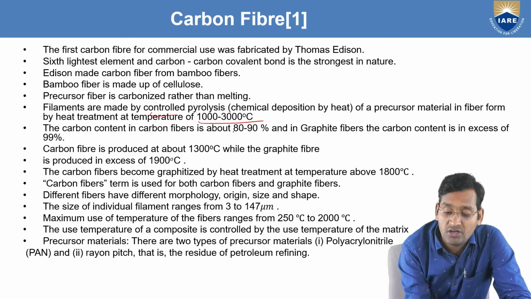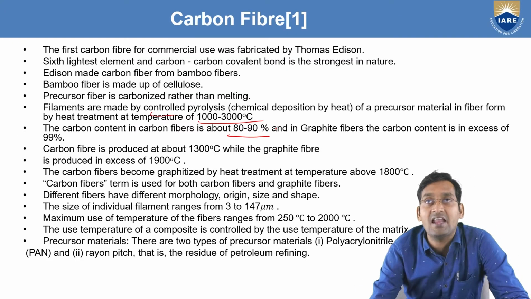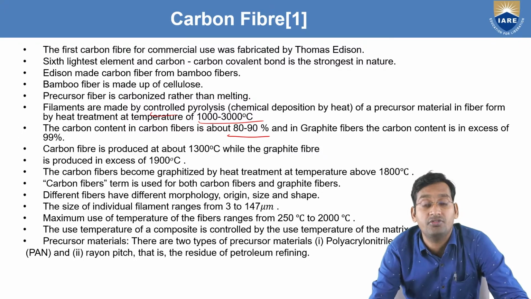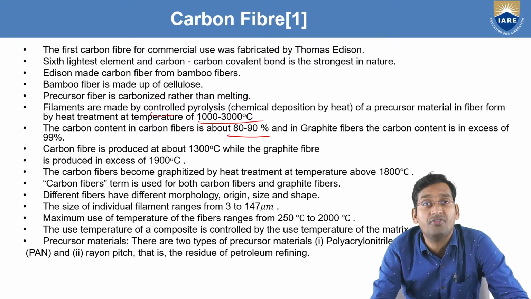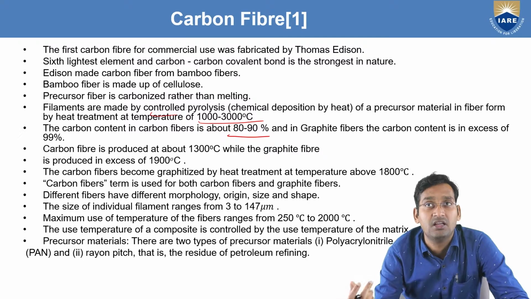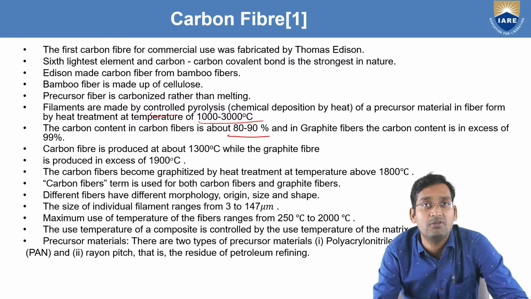So up to 80 to 90% carbon is there, and in graphite fiber the carbon content is in excess of 99%. So even if you see the graphite fiber, so this is carbon fiber, and in graphite fiber even it's greater than 99%. You can see almost graphite fiber having 100% carbon, but not exactly 100. It's just greater than 99. We had already seen that residue is formed, so a small amount of less than 1% residue will be there, or you can say impurities.